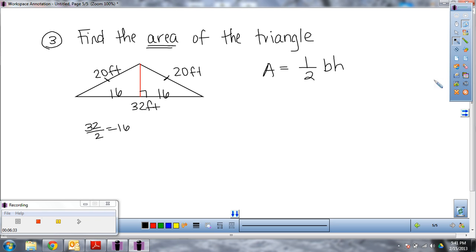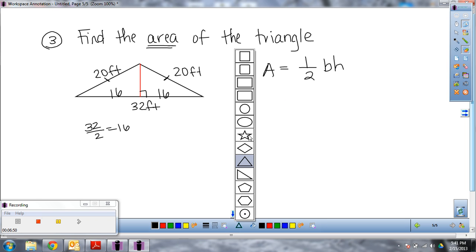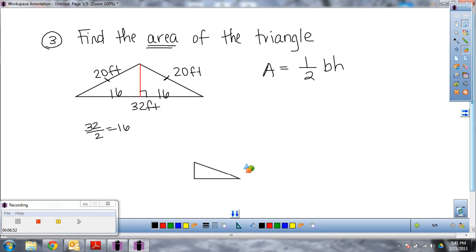And from this altitude, I now have 2 right triangles that I can use to help me solve for the height of the triangle. So if I use the information that I found, I know that this is 20 and this is 16, and I'm trying to find my height so I can substitute it into my area formula. So we can call the height the unknown. This is a right triangle, so we can apply the Pythagorean Theorem.